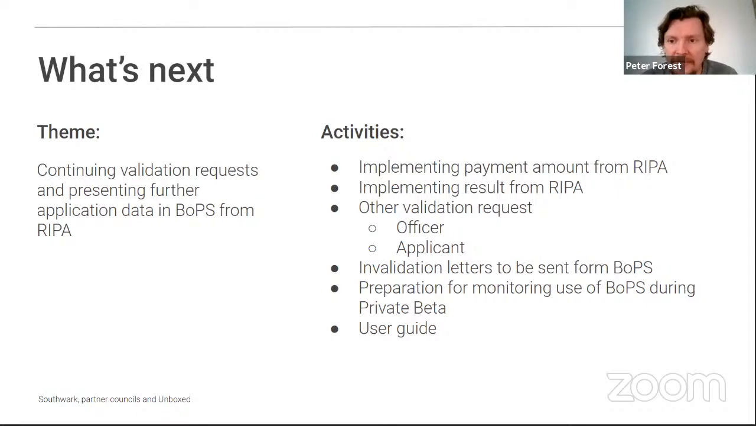Implementing payout amount from Ripper, that would be great. And the result from Ripper as described by James. And we've got other validation requests off a certain applicant. Invalidation letters to send from BoPs and preparation for monitoring of BoPs during the private beta.